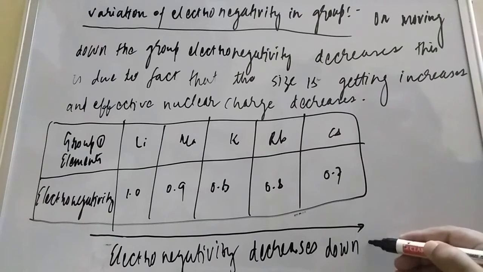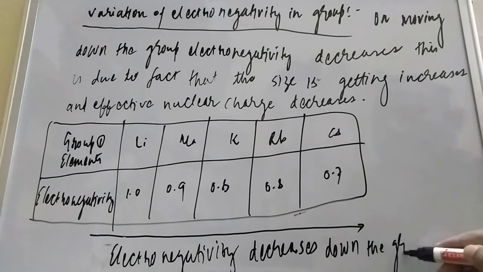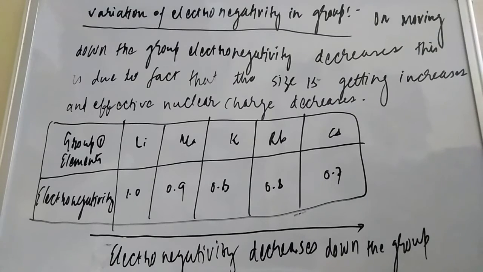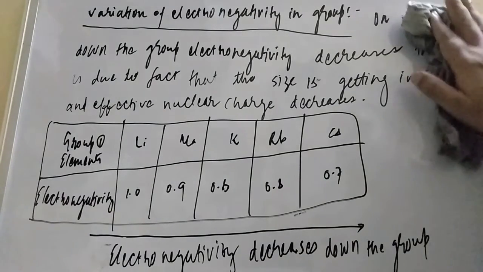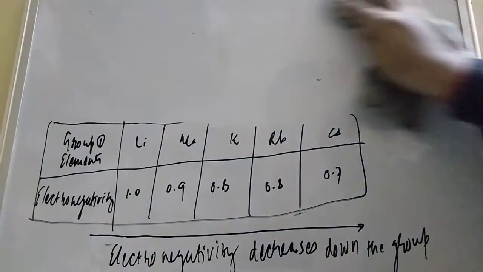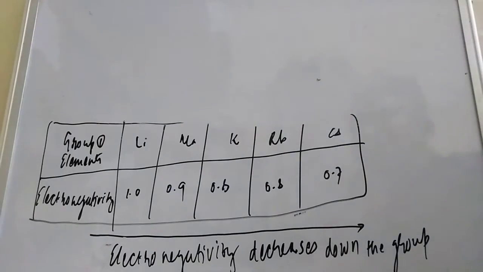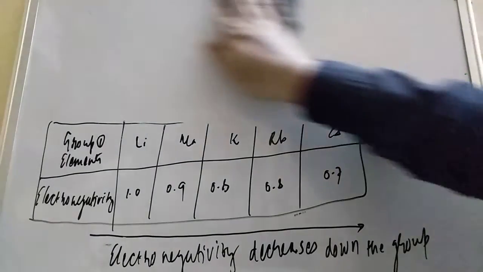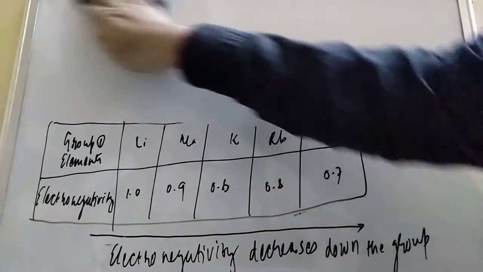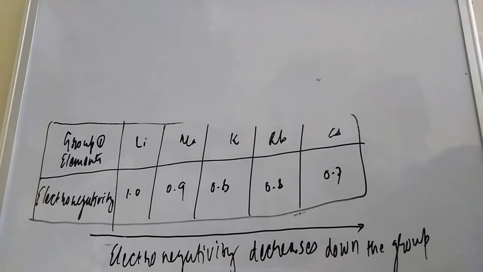Dear friends, another thing you see. This is the first group we watched. When you are moving down the group, the size increases, and it means the electronegativity value decreases. We see in the table that lithium is 1 and cesium is 0.7. It means the electronegativity decreases.